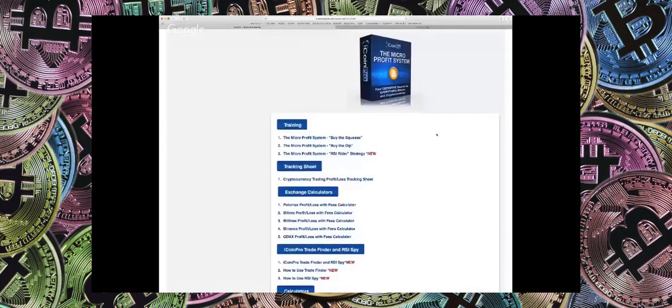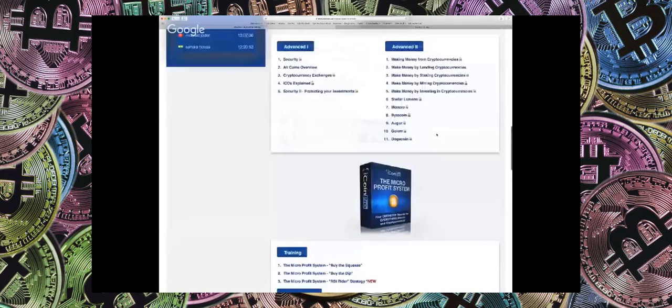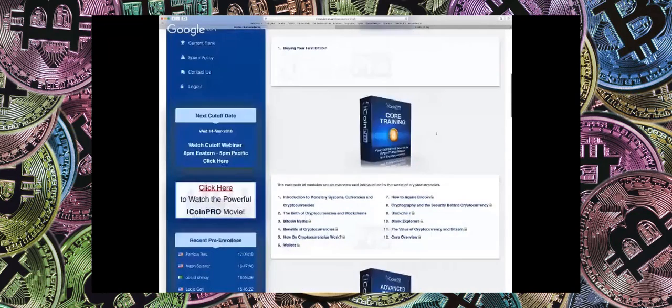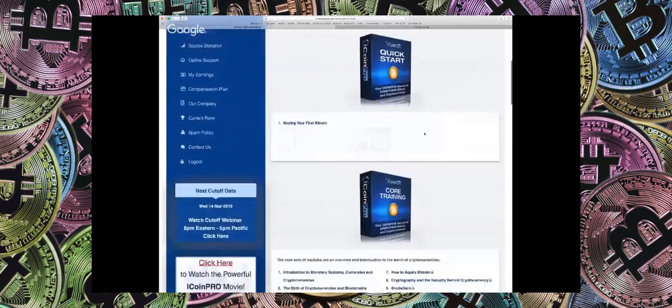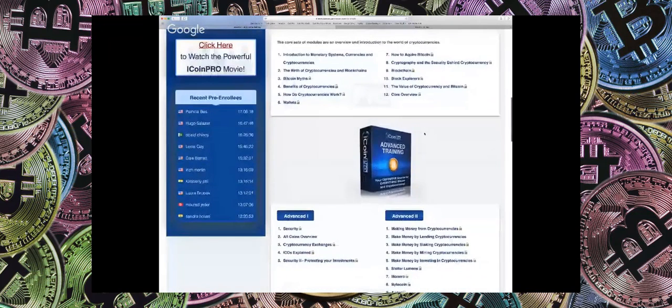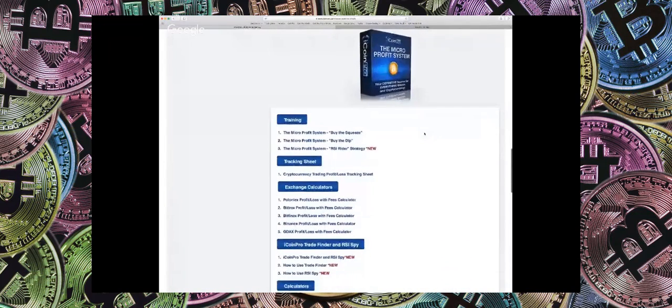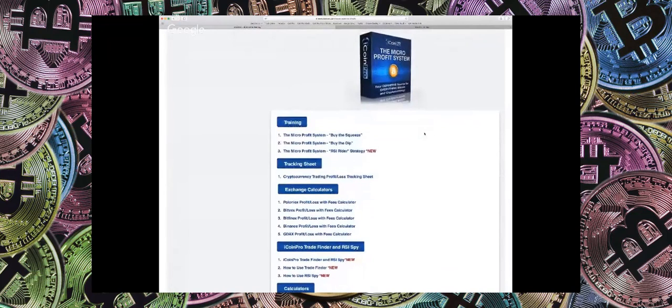So, all right, I'm going to go ahead and we're going to screen share. Let me pull this up here. All right, so what we're looking at here is the back office for iCoin Pro. If you're a total newbie, we have tons of different training in here for you, but we're not going to focus on that. We're going to focus on the micro profit system and the tools that we have in here.